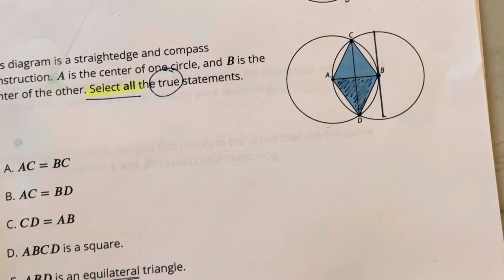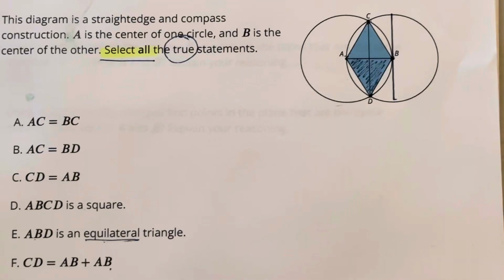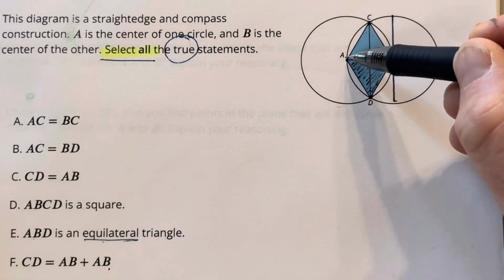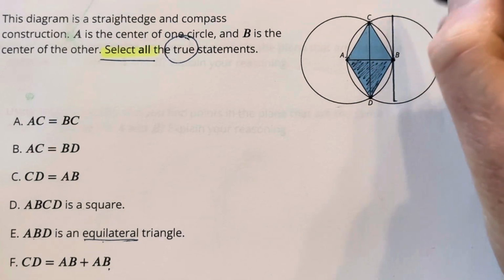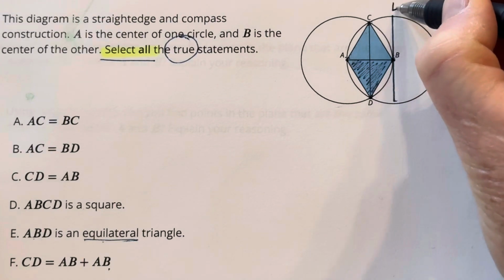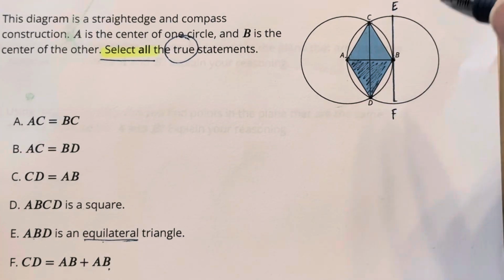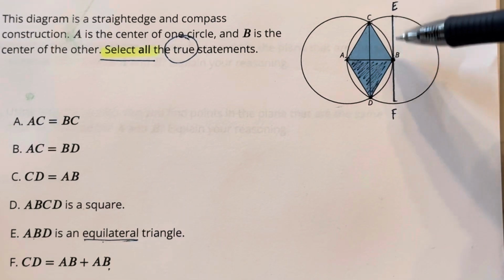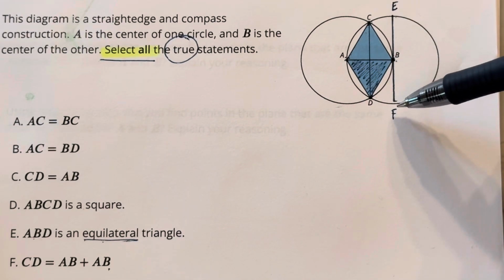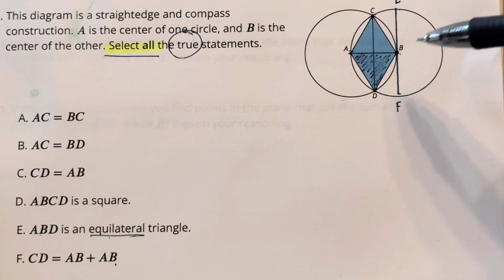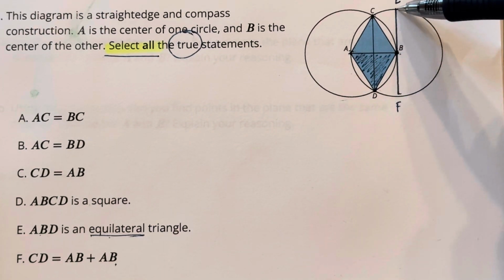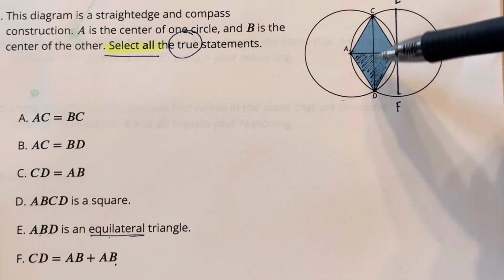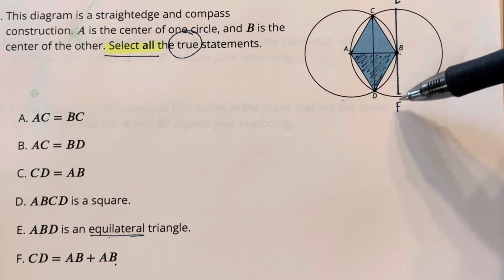AB plus AB, that'll be 2 radii, right? Which is kind of like the same thing as, let's just label this E and F. AB plus AB will be the same thing as EB plus BF. 2 radii. So, does CD equal EF?